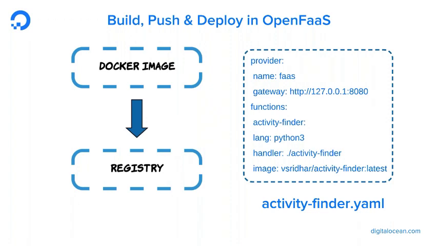When you build a function, the template handler file gets built into a Docker image. When you push it, it pushes to the registry, and when you deploy, it deploys onto the watchdog on Kubernetes or Docker Swarm, whichever orchestrator you're using. If you notice the activity-finder.yaml, which is again YAML driven, you can see there is a different set of configurations available here. When you're building, you use this configuration and then build the function.